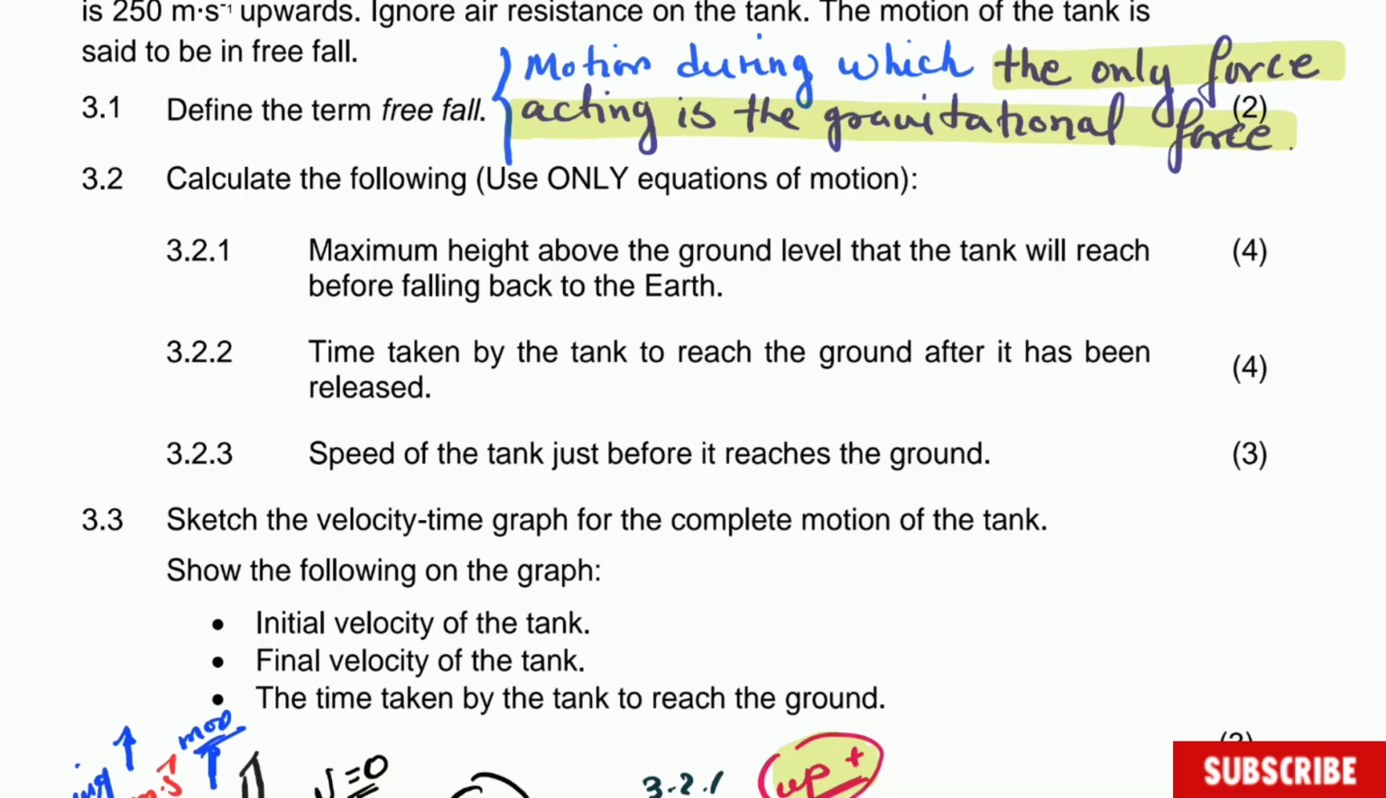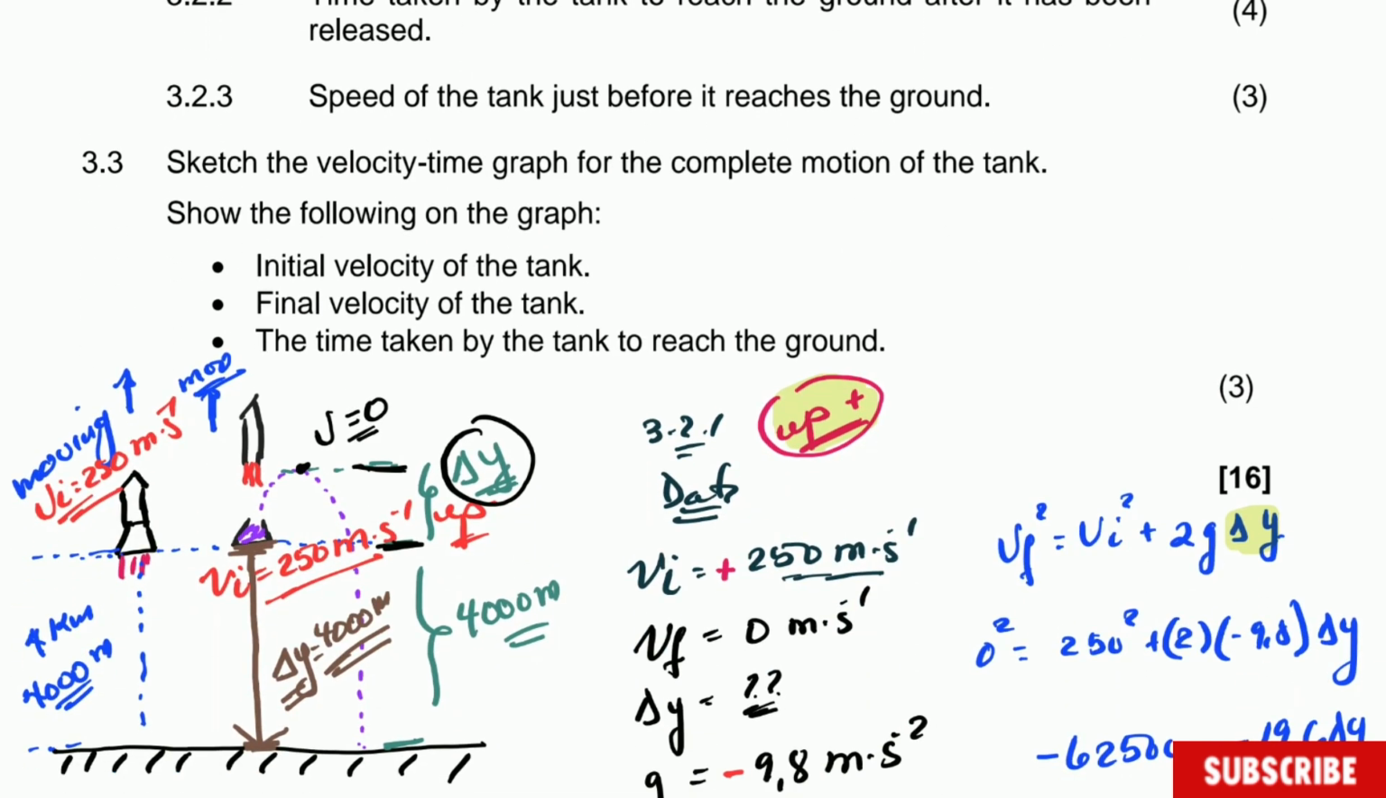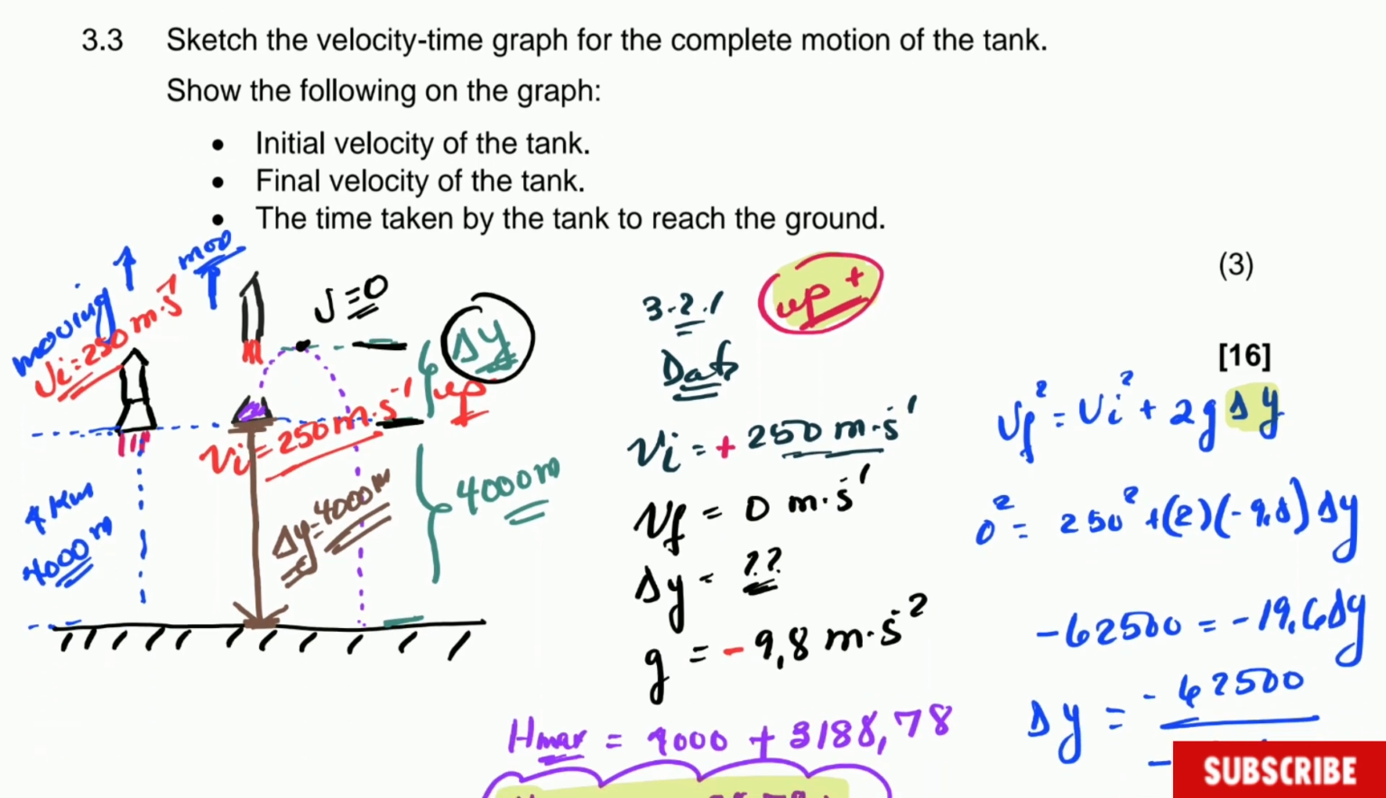Now, the final question calculates the speed of the tank just before it reaches the ground. And for this one, we are going to use again the starting point and the final point. The starting from beginning here, so when the object was moving up, to the ground there.